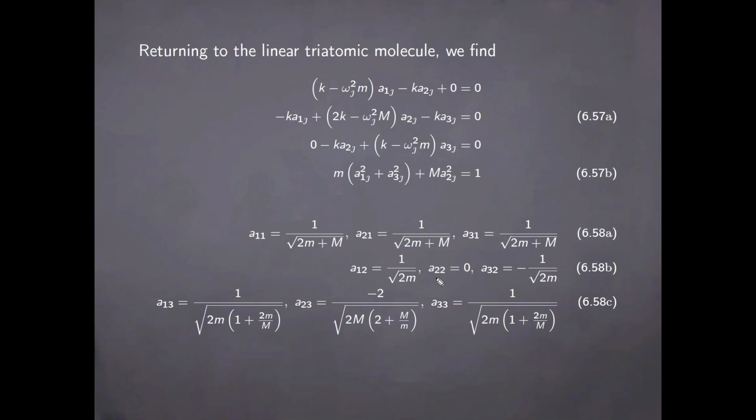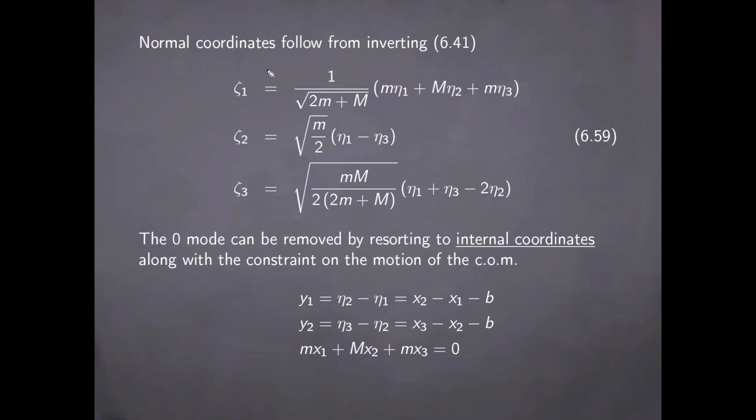or expanding together. And the last mode corresponds to a vibration where all three atoms move in such a way that the center of mass of the molecule remains at rest. Now, normal coordinates can be obtained straight away just by inverting the system of equations 641. So there's nothing really involved here. It's a simple calculation which immediately gives these results.